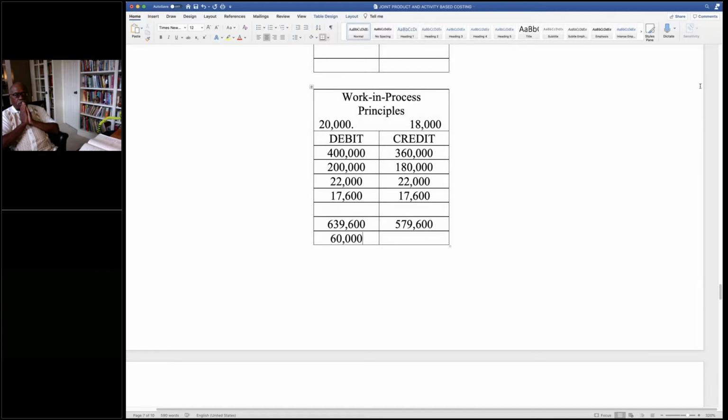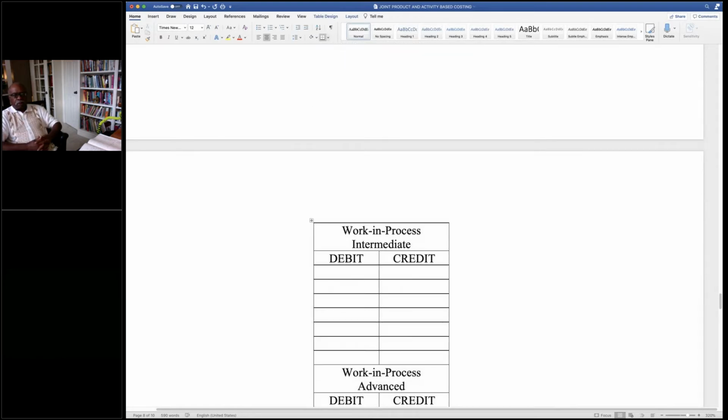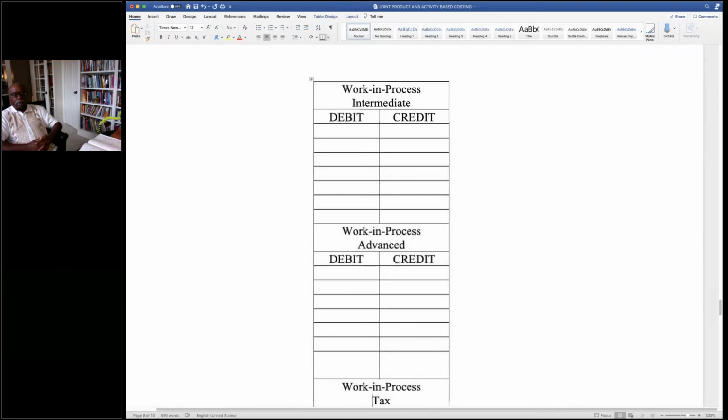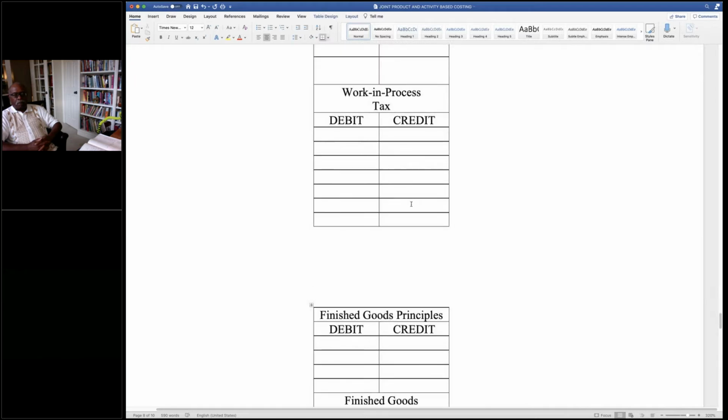And what we do here to start the next journal entry is we take that $579,600 and drag that over to the finished goods T-chart for principals as their debit. So whatever their credit was is now going to be their debit on the finished goods side, which is $579,600.